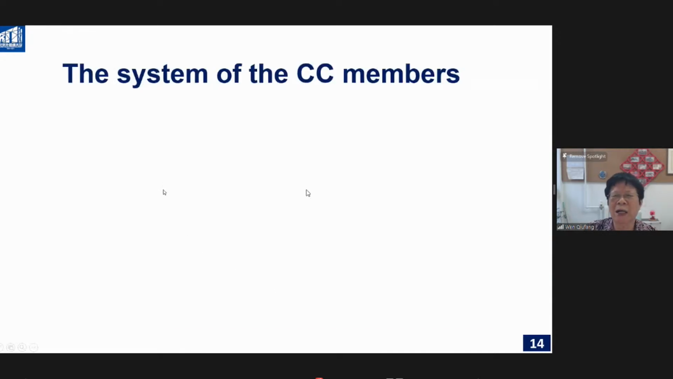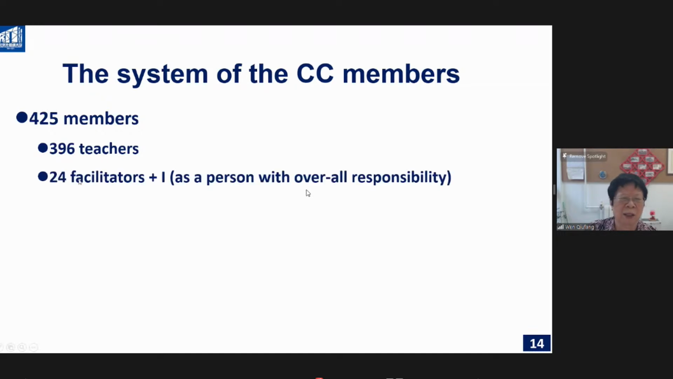Now, in order to make our activities more effective, we arrange the CC members in a system. Now, altogether, 425 members. Actually, they consist of two types. The first, 396 language teachers, and 24 facilitators, plus one who serves as a person with overall responsibility. Now, I serve as such kind of person.